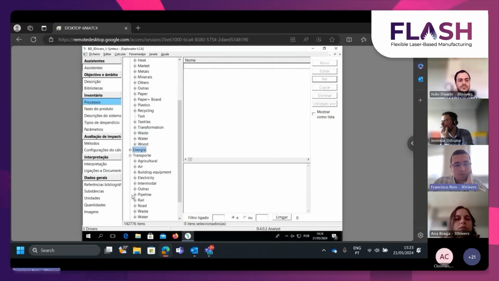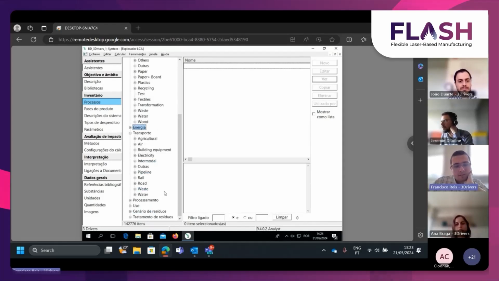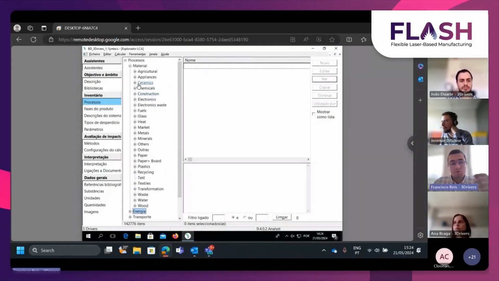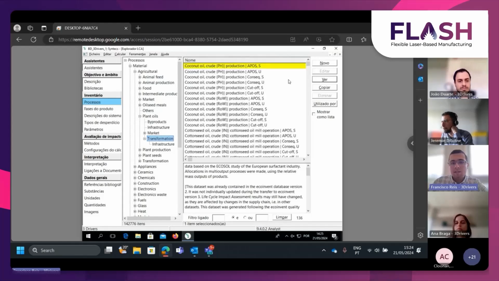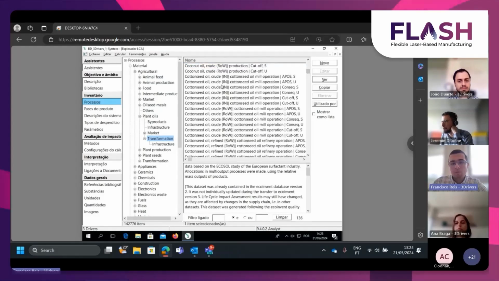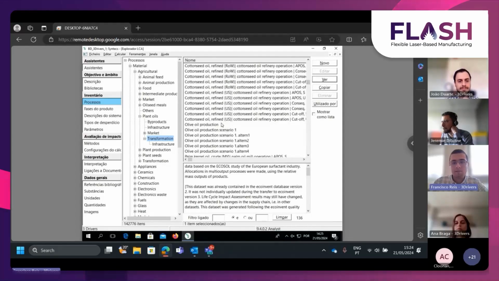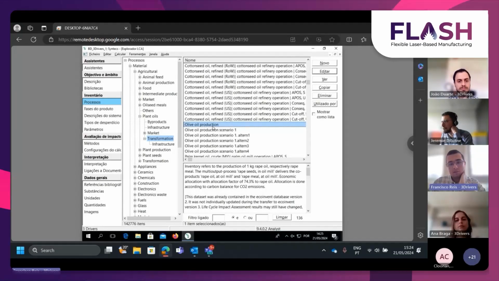We can also consider transportation in several ways, like through boats, freight ships, and planes, where we input the distance and it does the calculations. And then for the olive oil, we define the process here inside agriculture, plant oils. These processes you see here are inside the library, but we can create our own processes, like the olive oil here.